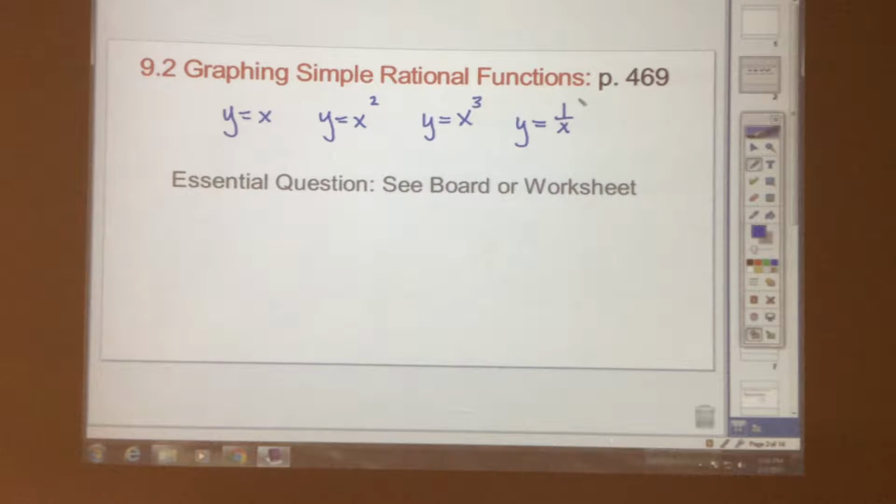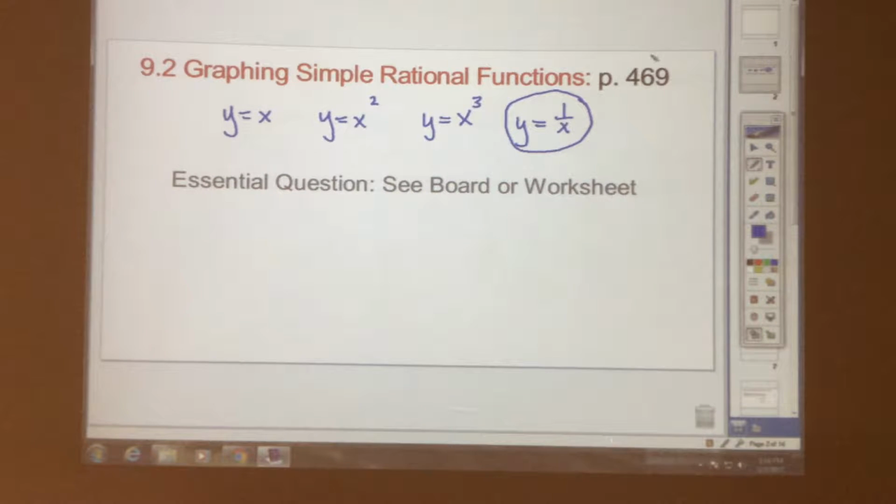Okay? This right here is the simplest rational function you can write, before we add parameters to it. That's the easiest one we can write. So that is the rational parent function.